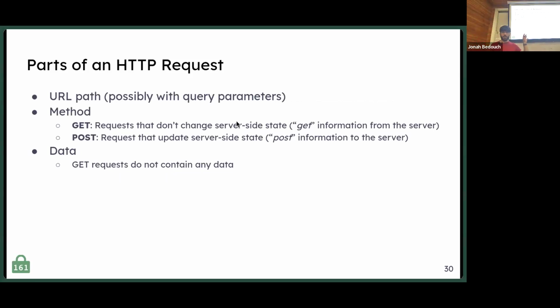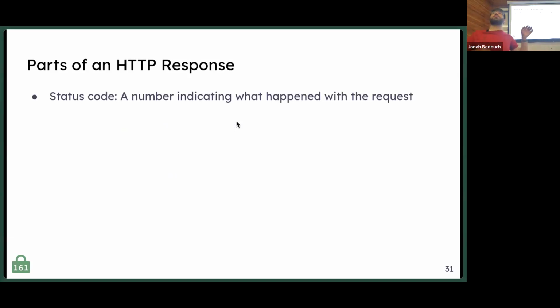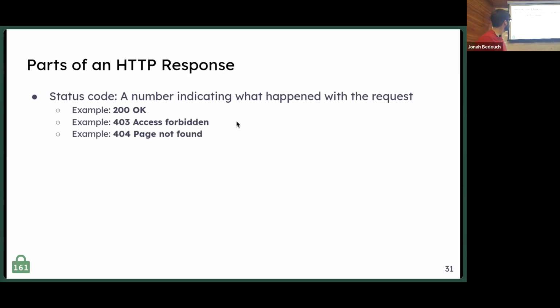And then we'll get back a response. And in this response, we'll see a status code, which tells us what actually happened. Maybe it succeeded and we got a 200. Maybe we didn't have the right permissions and we get an access forbidden. Or maybe the thing didn't exist in the first place and we get a 404 page not found. And then we'll also get some data back, maybe a web page, audio, PDF, whatever, in response.